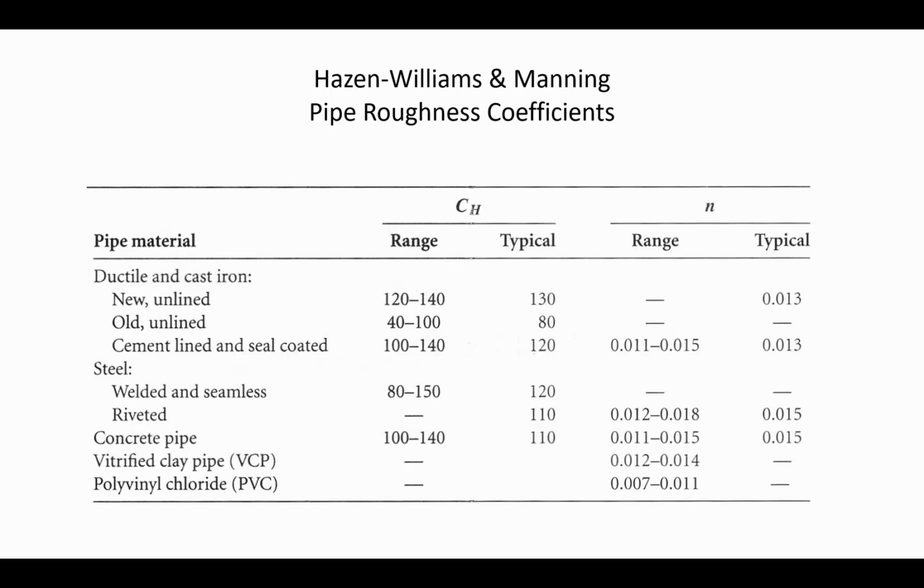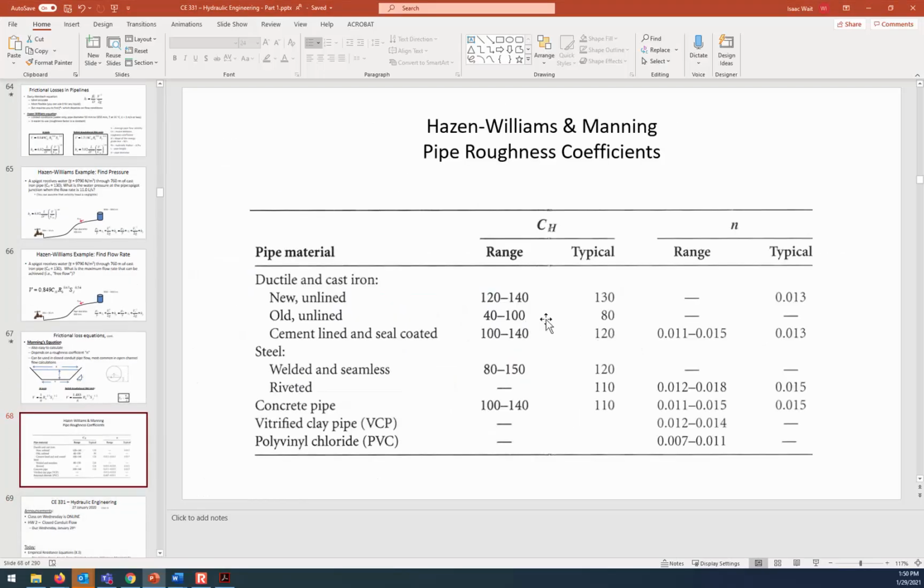There are tables that manufacturers will supply when you're doing design, so you'll never be in doubt. If you're in a design scenario and someone's trying to sell you a pipe for that design, they'll always be able to give you the hydraulic performance of the pipe.